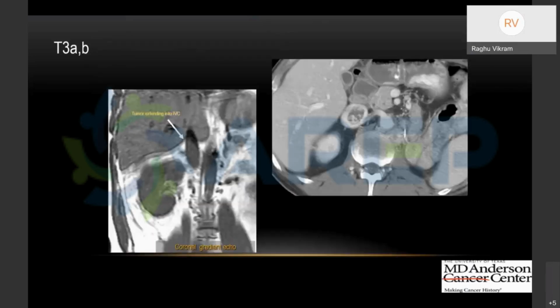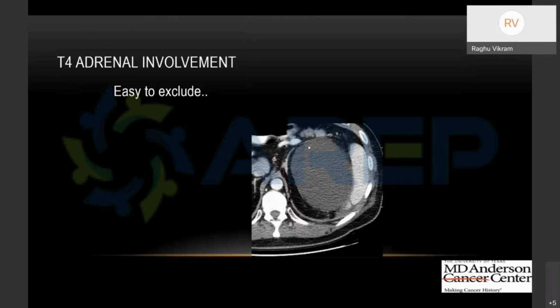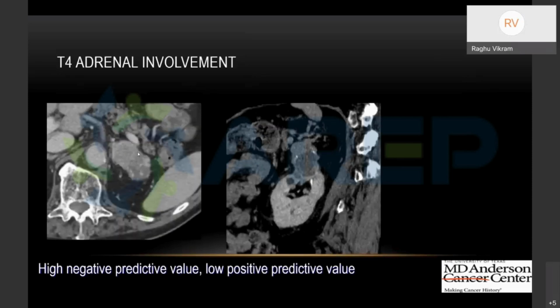Right. Here is an example of tumor thrombus in the IVC, as you can see, and neovascularization is how you call it, tumor thrombus versus bland thrombus. Adrenal involvement upstages the tumor to T4, and you can see it on CT or even MR. It is easy to exclude. If you see a nice fat plane separating the tumor from the adrenal gland, you can say the adrenal is not involved. But if the tumor is big enough and abuts the adrenal gland, like in this case, where you can't see the adrenal gland separate from the upper pole tumor, you can't really tell whether the adrenal gland is involved or not.